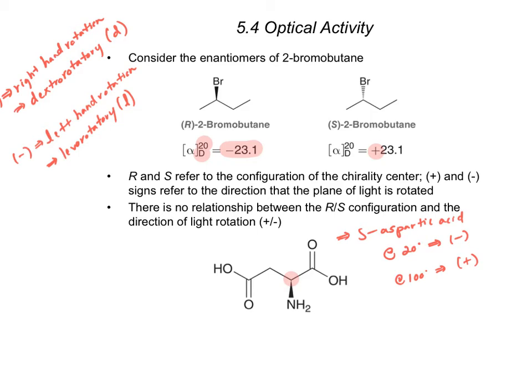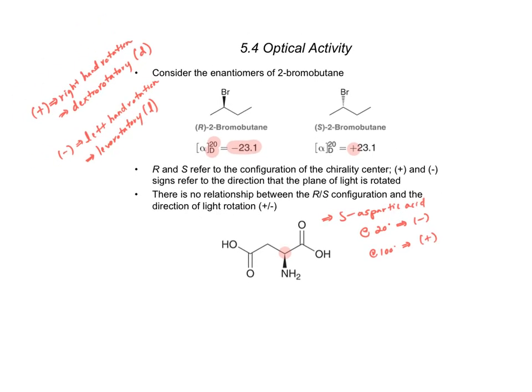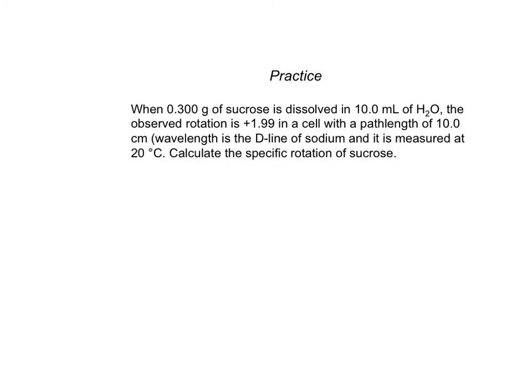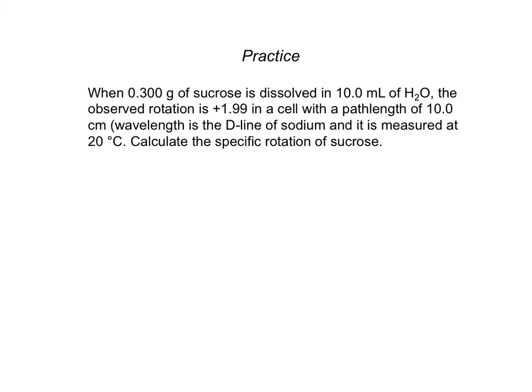Okay, so that is the basics behind polarimetry. So now, we're going to do a problem, and then I'm going to have you guys do a problem which utilizes this, okay? So let's say that we have a solution of sucrose, and sucrose is optically active. It is a chiral molecule. What is sucrose? Sugar. It's a sugar, right? So sugars have lots of chirality centers in them. In this problem, we have 0.3 grams of sucrose.